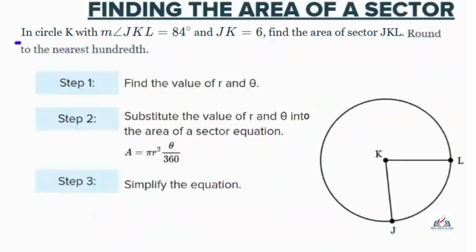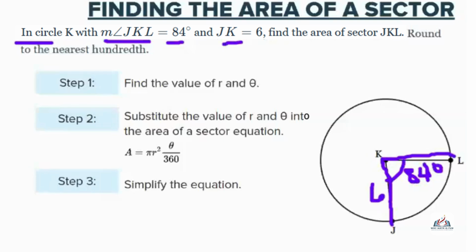It says in a circle K with the measurement of angle JKL. So here we have JKL is 84 degrees. So this is 84 degrees. And the radius of JK is 6. Find the area of the sector JKL. Okay, and we're not going to round to the nearest hundredth. We're just going to use the equation.